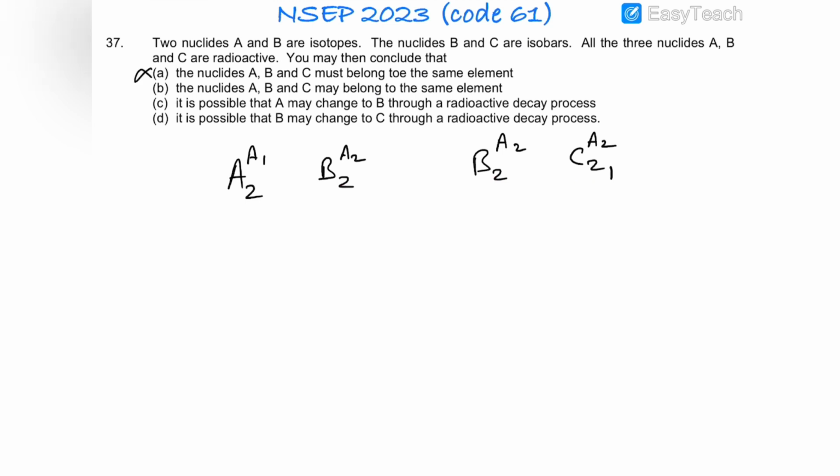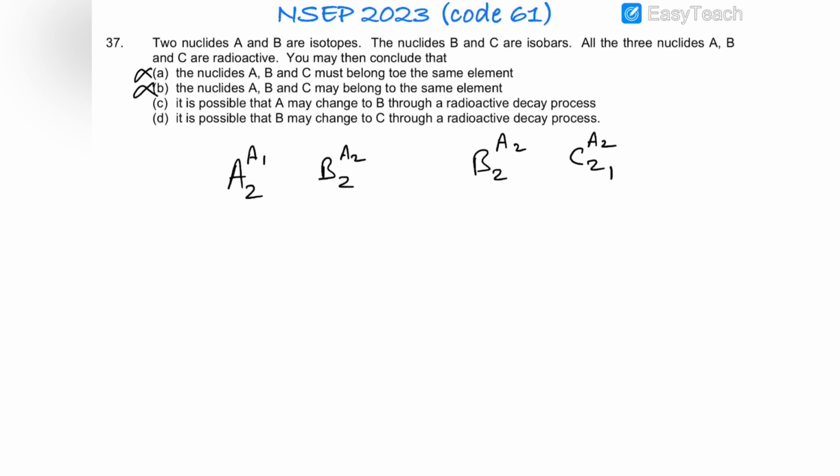So the nuclides A, B and C may belong to the same element. Obviously it is not possible. And it is possible that A may change into B through a radioactive decay process. So you can see that A and B have the same number Z and different A1, A2. Now in any radioactive decay process, let's suppose it is alpha decay. So in alpha decay we can see that Z will change, so it is not possible. In beta decay also Z will change, and in gamma decay none of these changes.